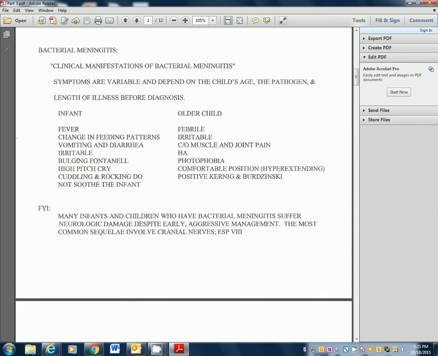The 3 classic signs in the older child that you'll see are headache, fever, and stiff neck. Headache, fever, and stiff neck. Those are the 3 main things you're going to see in the older child. Classic signs and symptoms: headache, fever, and stiff neck, also known as nuchal rigidity. More than 95% of patients presenting with meningitis will have these 3 signs and symptoms.